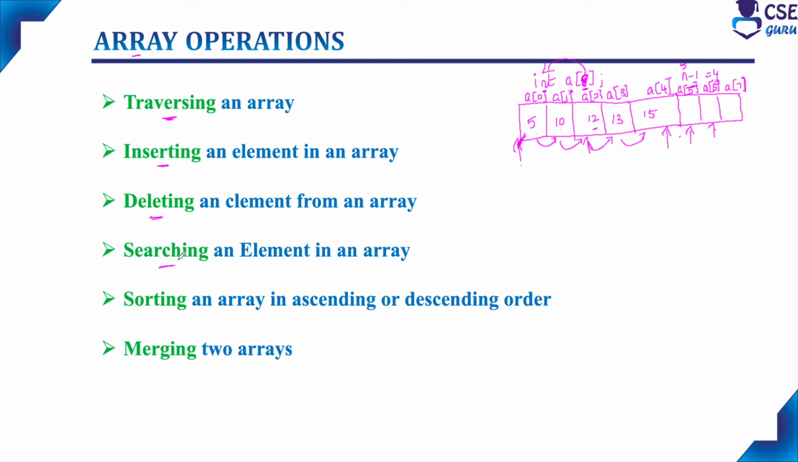Next is searching. In searching, a key element is given, and any element can be considered the key element. For example, key is equal to 12. To implement the search operation, consider this key element and compare it with the first location element: is 12 equal to 5? If the condition is true, it returns search is successful. Otherwise, increment to the next position and compare it with 10.